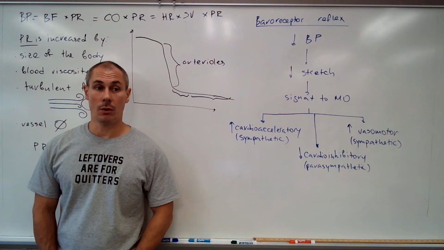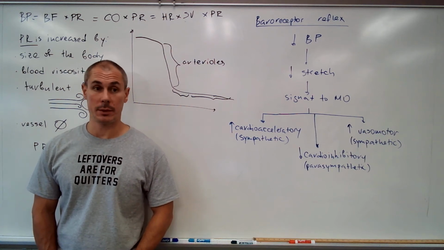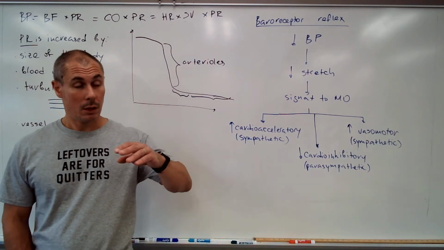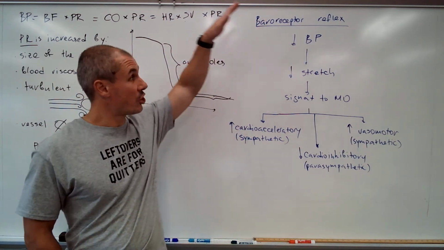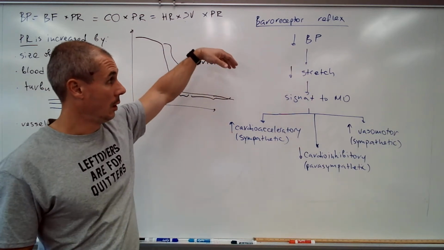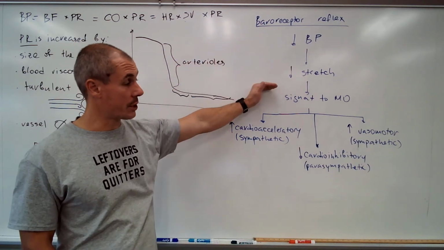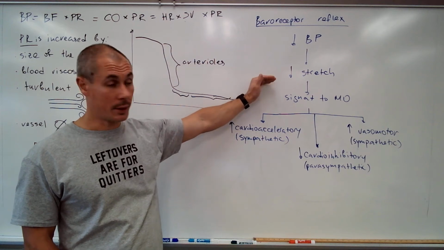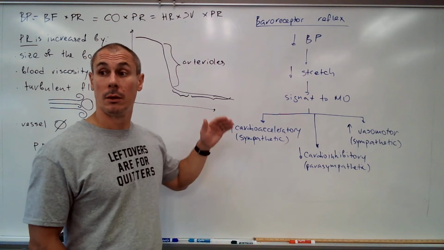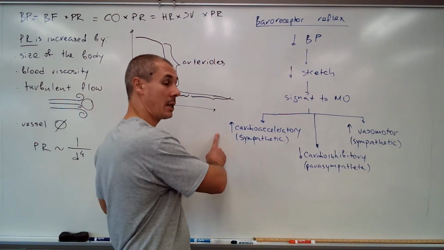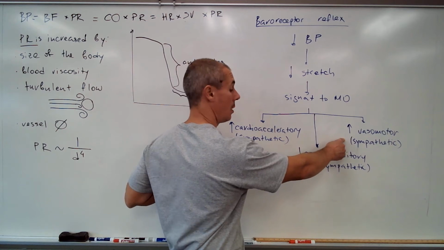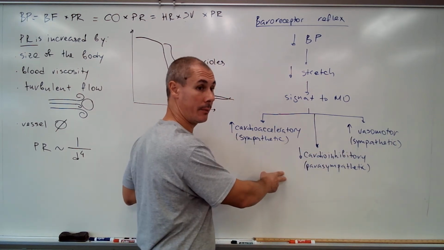So let me just go over this one more time. Imagine your blood pressure drops, for some reason, and it's a short-term regulation. So it drops. Decreased blood pressure, lower stretch, signal to medulla oblongata. In medulla, that signal activates cardioacceleratory and vasomotor centers, and it inhibits cardioinhibitory.